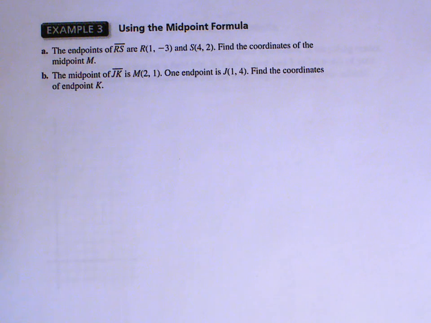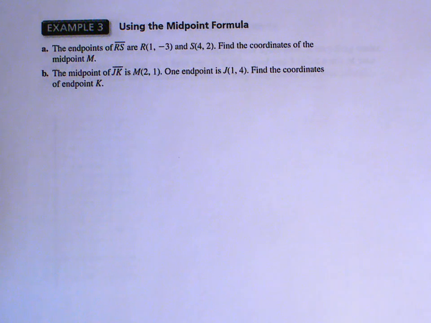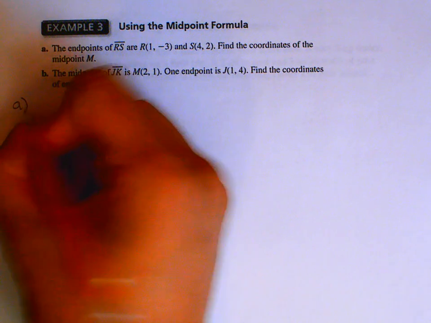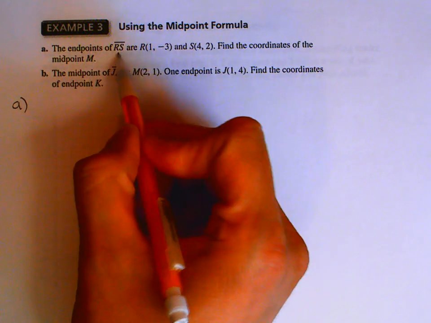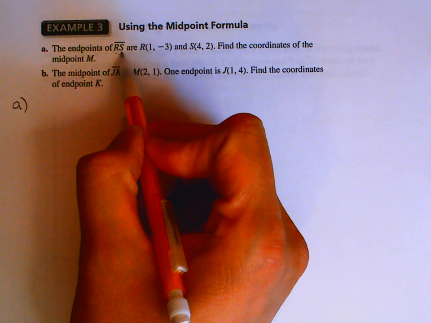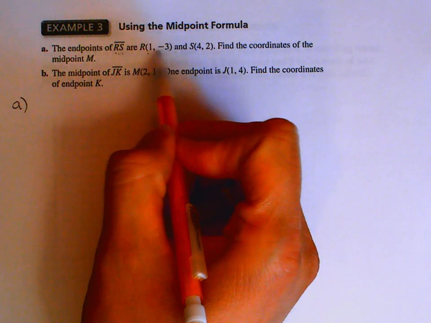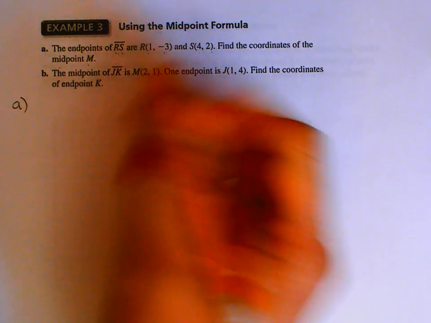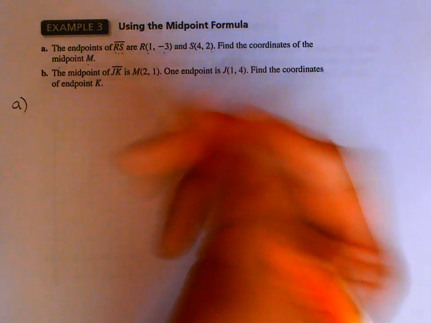Okay, example number 3. Now, with these two examples, the first part is pretty easy. The second part gets a little confusing for some people because it's asking them to work backwards. Okay, so let's look at it. For A, the endpoints of RS are 1, -3, and 4, 2. And they want to find the coordinates of the midpoint. So it's nothing new. We've done this already.